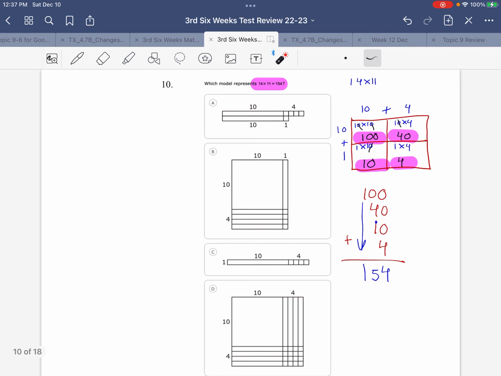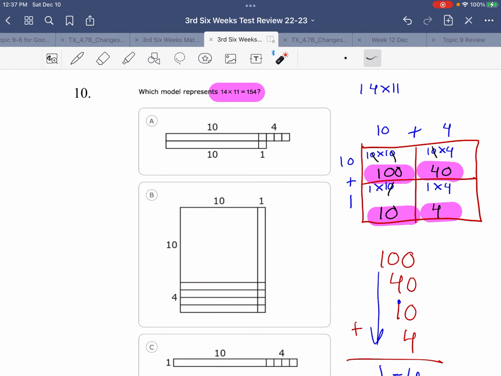So if I look at A, I need to first see, does A have them expanded? They do. They have 10 and 4, 10 and 11. So they have it expanded, but do they show the partial products inside? One of my partial products is 100. Definitely, there's not 100 in here. This is way less than 100, so it's not A.